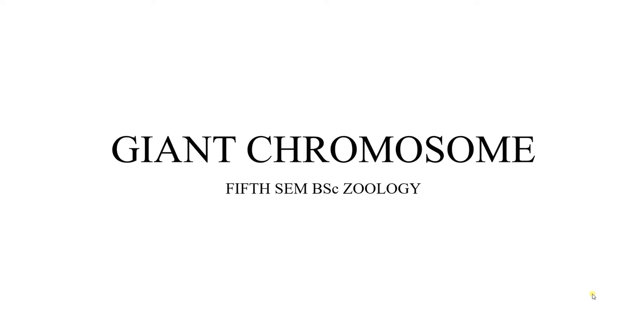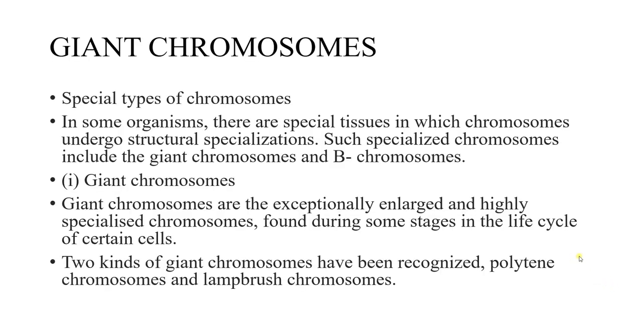Today we are discussing giant chromosomes. Giant chromosomes are special types of chromosomes. In some organisms, there are special tissues in which chromosomes undergo structural specializations. Such specialized chromosomes include the giant chromosomes and the B chromosomes. Today we are discussing the giant chromosomes.